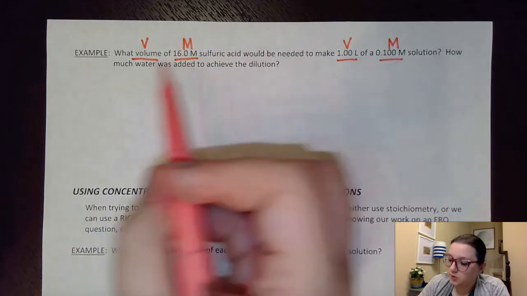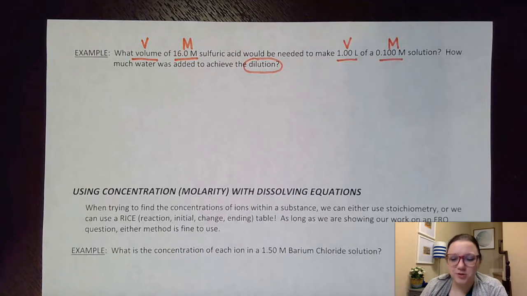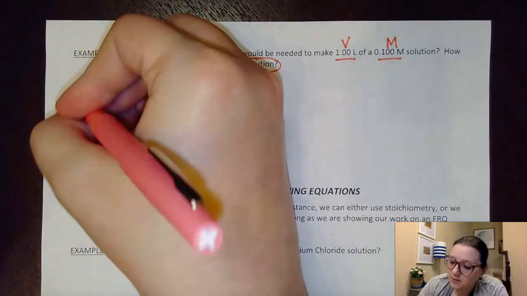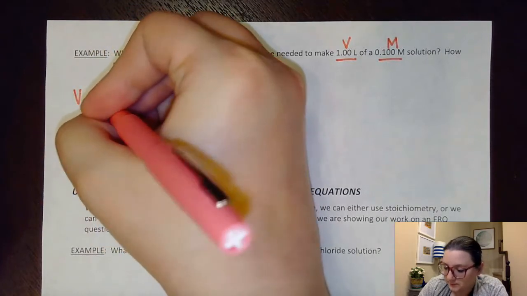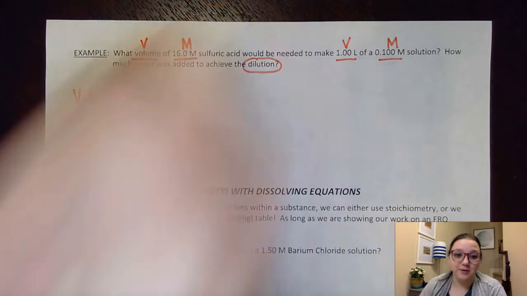It also asks how much water was added to achieve the dilution, and anytime I see the word dilution, I see 2 volumes and 2 molarities. That's a key to me that I'm using my V1M1 equals V2M2 calculation.